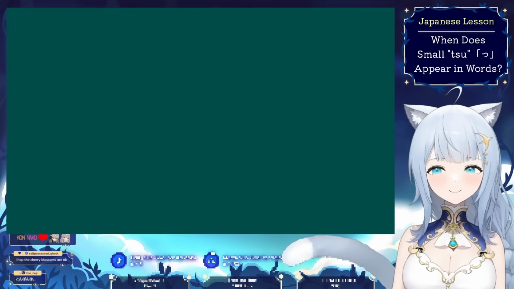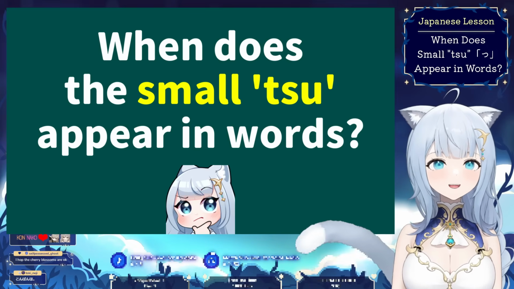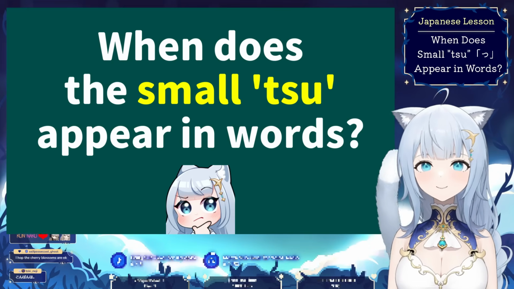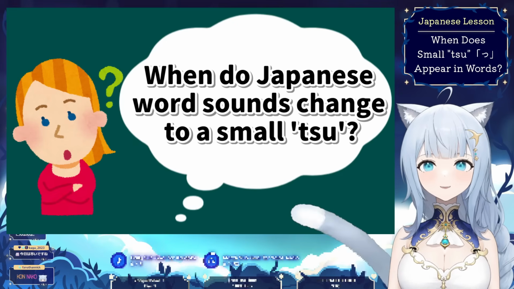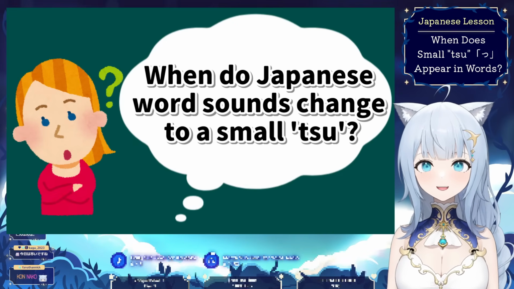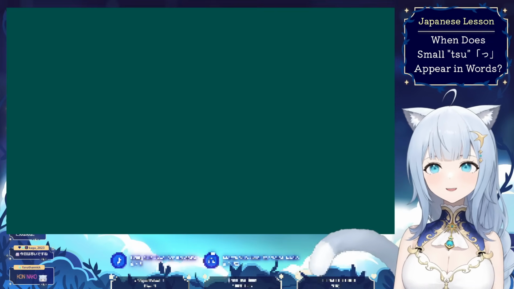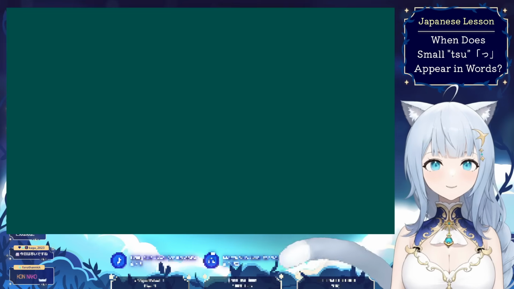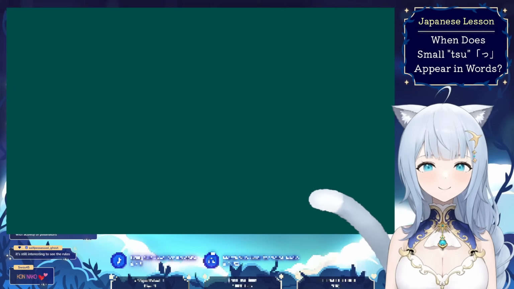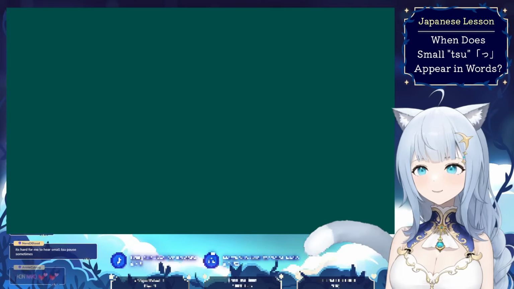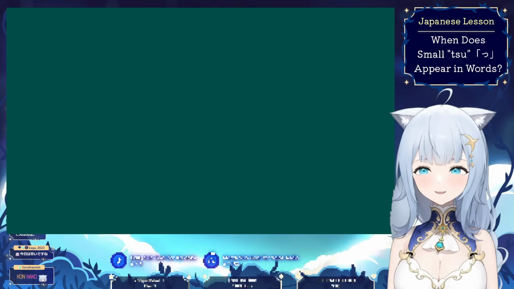It is my Japanese lesson today, and the topic is small tsu. When does small tsu appear in a word? I have received this question from my viewers: when Japanese word sounds change into small tsu, do you have any rule, Nako-sensei? And I was like, I'm a native Japanese speaker, but I don't know the rules. I think even native Japanese speakers don't know. So that's why today I am going to do this Japanese lesson.